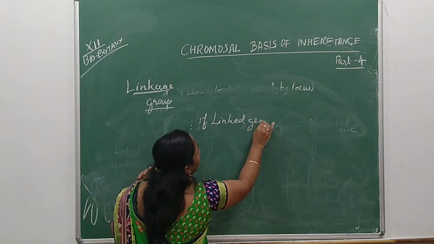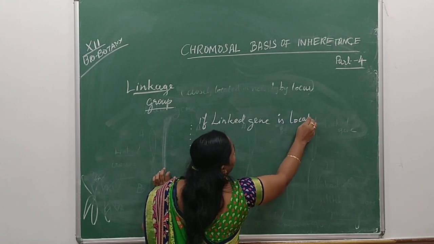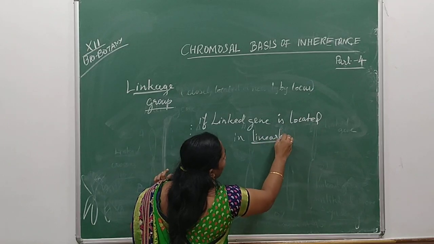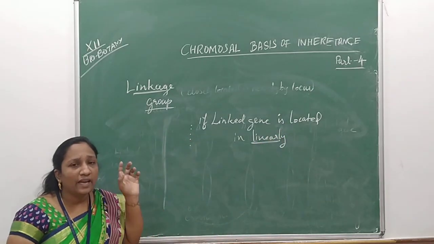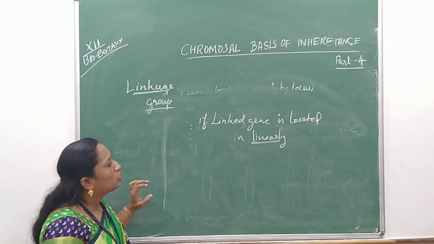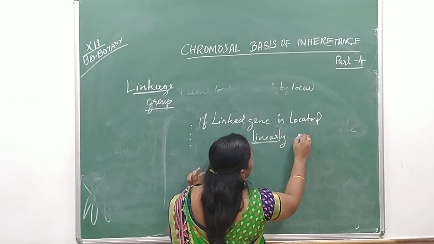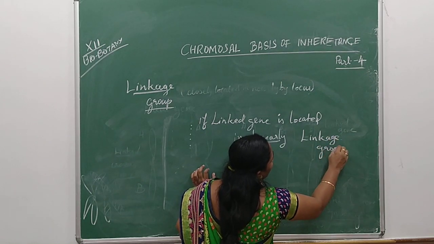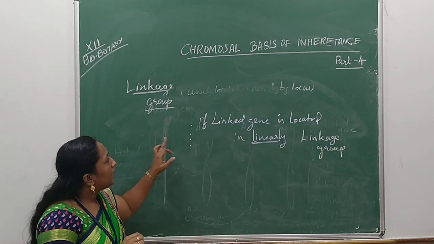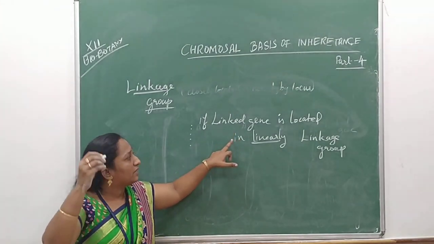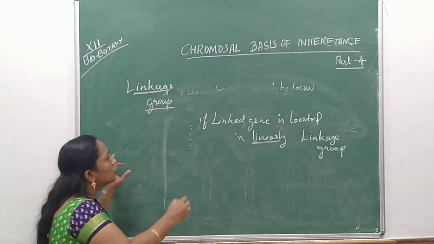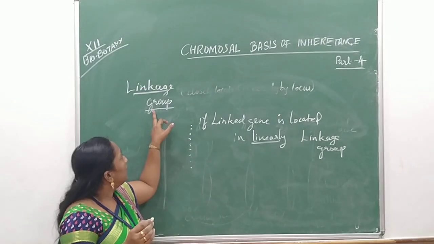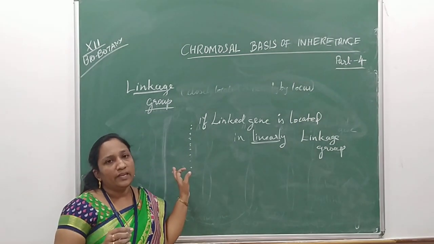If the linked genes are located or arranged linearly, then it is called a linkage group. Children, have you understood what it is? If the linked genes are arranged linearly, one after the other, such a group is said to be a linkage group.